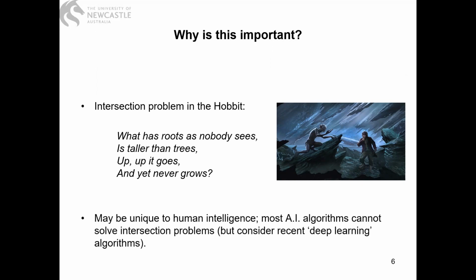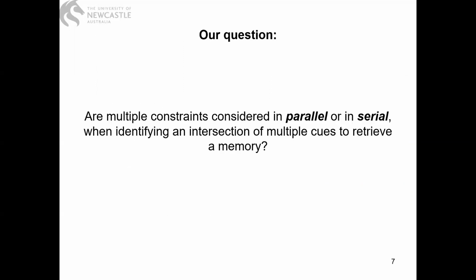It is also interesting to know that memory intersection could be unique to human intelligence, and that as of today, most artificial intelligence algorithms cannot solve intersection problems yet. So our question was this: are multiple constraints considered in parallel or in serial when identifying an intersection of multiple cues to retrieve a memory?